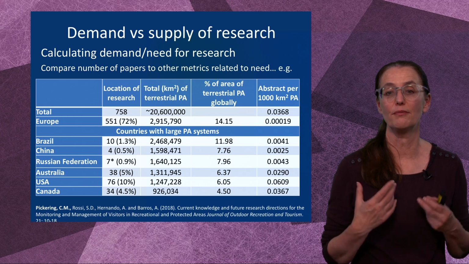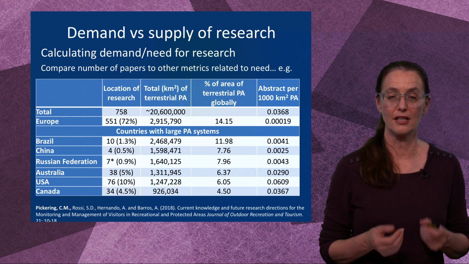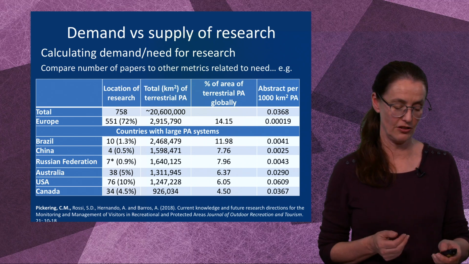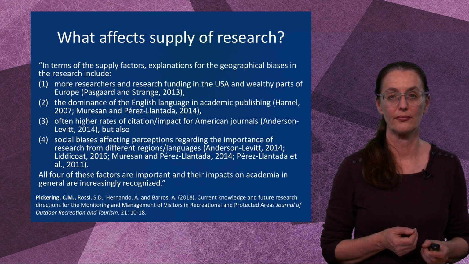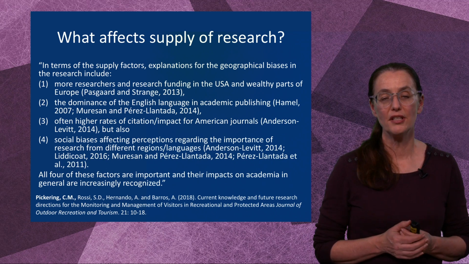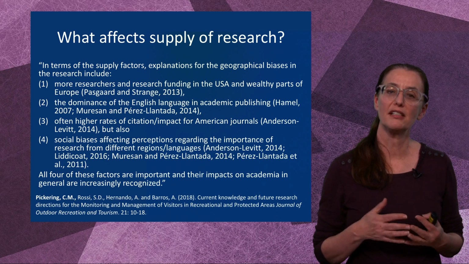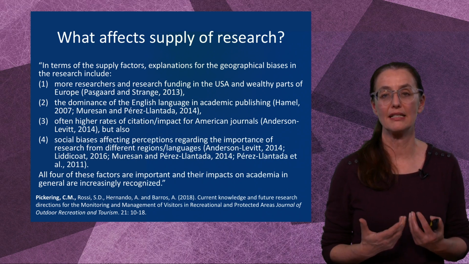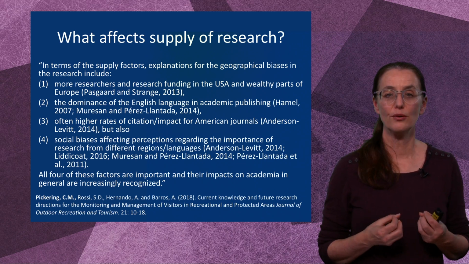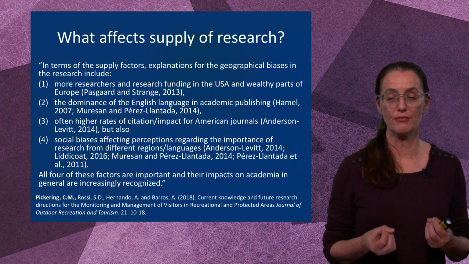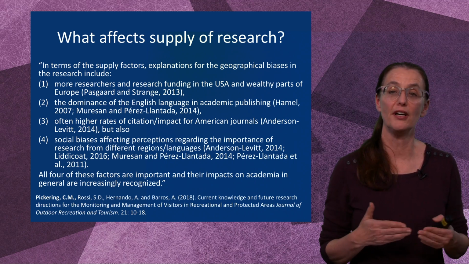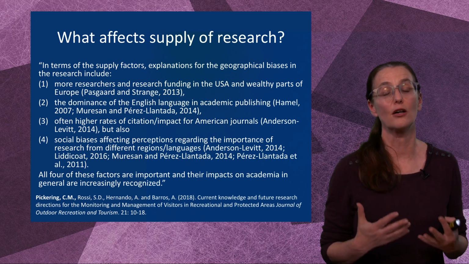We also looked at the number of visitors to protected areas. But can you see how this is comparing demand versus need for research supply? Then we included in the paper a section about what the factors are that may affect the supply of research. Why was there more research from certain places than others? And so we put some arguments in here and some references that are going to apply to many studies that use this type of method, because we find these geographical biases are common.